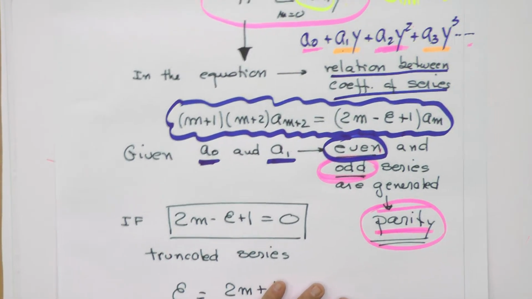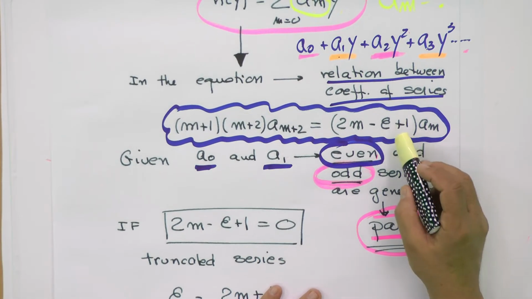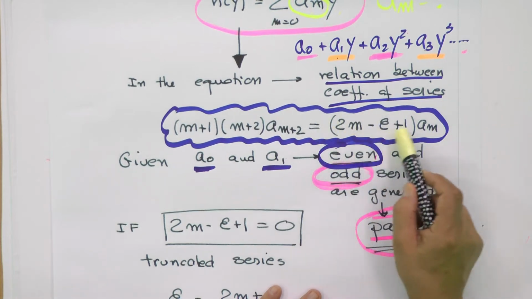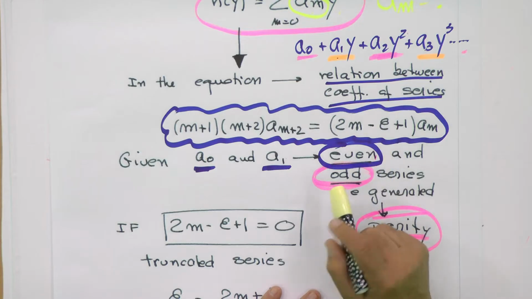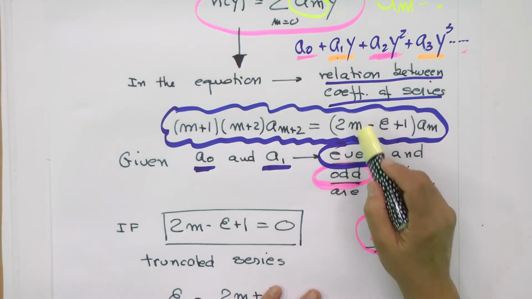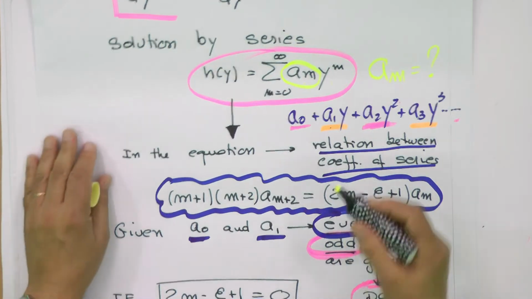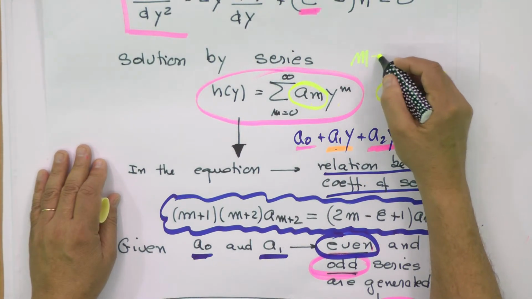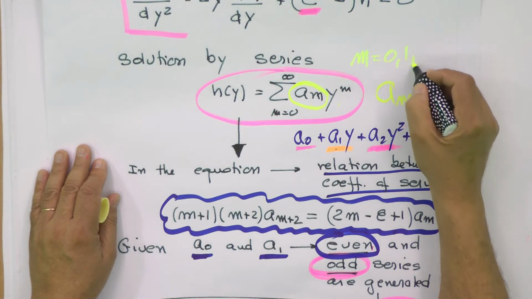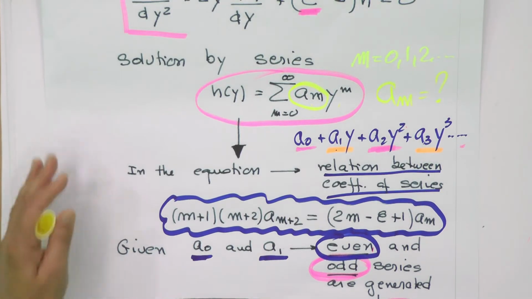Now, there is one interesting thing in this recurrence relation. If this term became 0, I kill the series. If for some specific m, where m is an integer, this is the index of the series. m is equal to 0, 1, 2, until infinity.